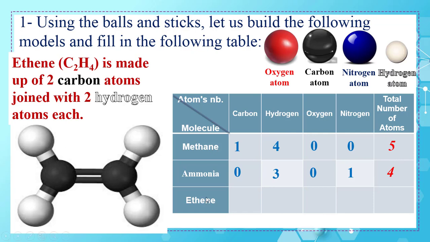What about ethene? Ethene is a molecule symbolized by C2H4, made up of 2 carbon atoms, as you see in the middle they are black, joined with 2 hydrogen atoms each. So each carbon atom is joined with 2 atoms of hydrogen. These white balls are hydrogen. So how many carbon atoms do I have? 2. Hydrogen 4. Oxygen no. Nitrogen no. So the total number of atoms is 6.